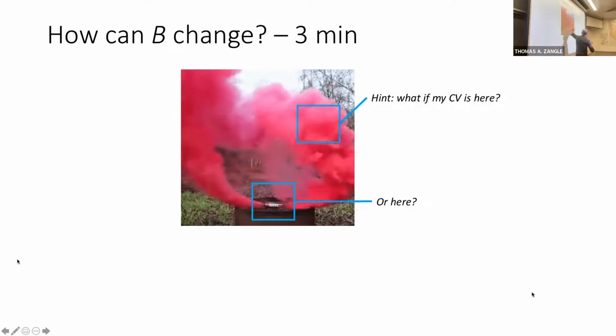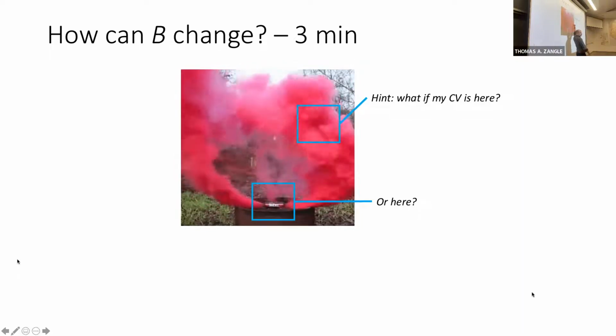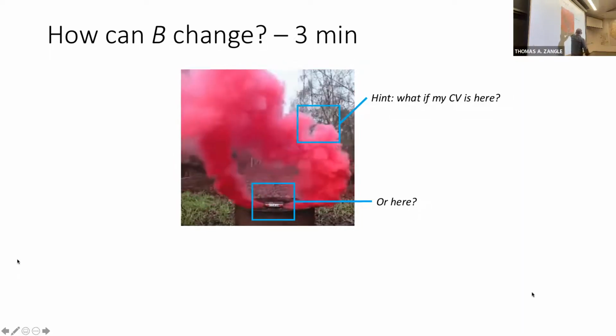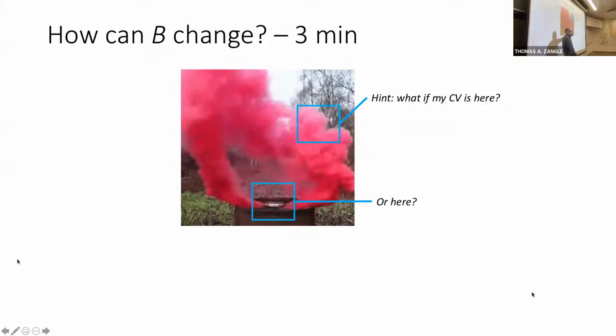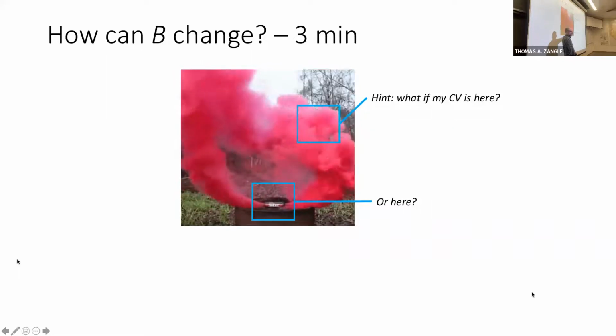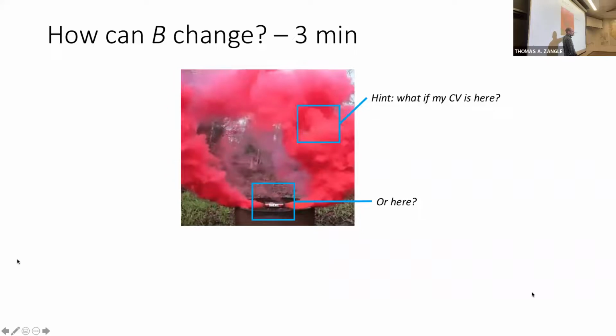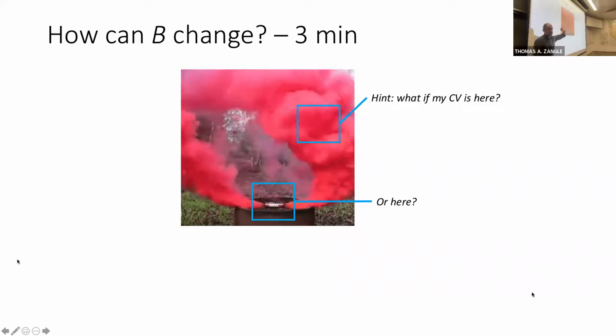And a hint here: imagine that your control volume is up here. How can B change if your control volume is up here? Or down here, where this smoke generator is, how can the amount of B within that control volume change? Okay, please get into groups of two or three students, and after a couple of minutes, we'll discuss.